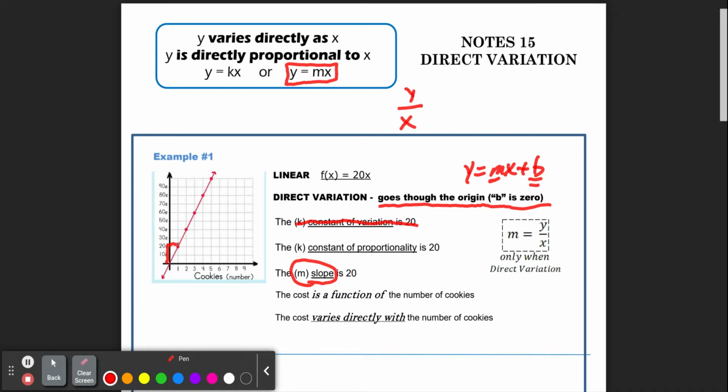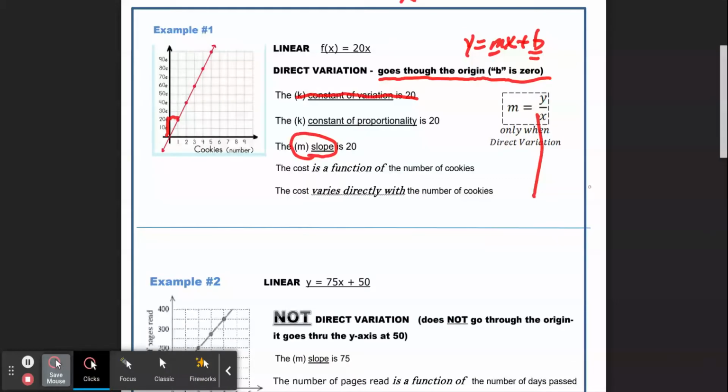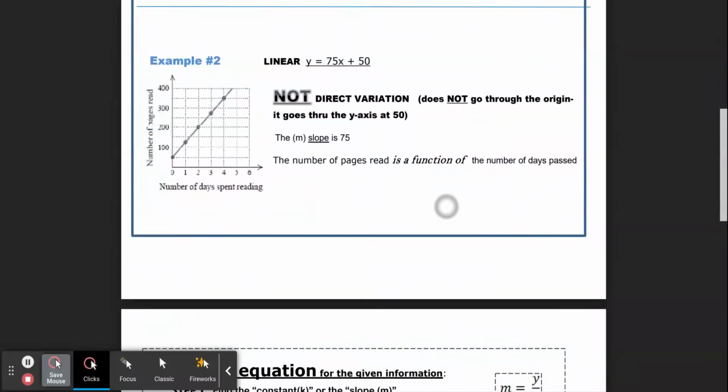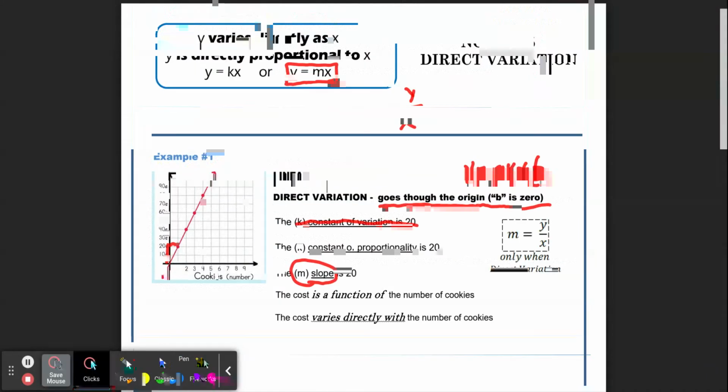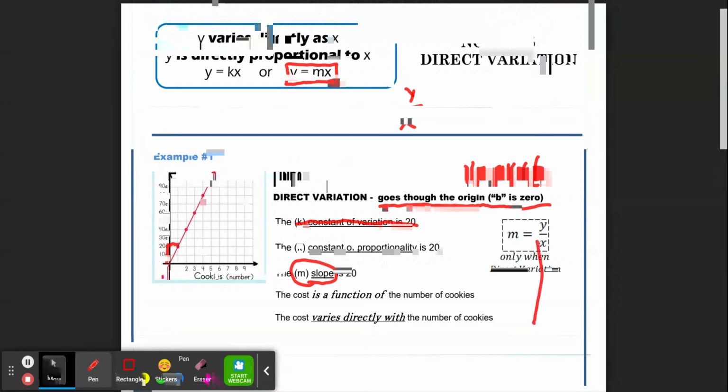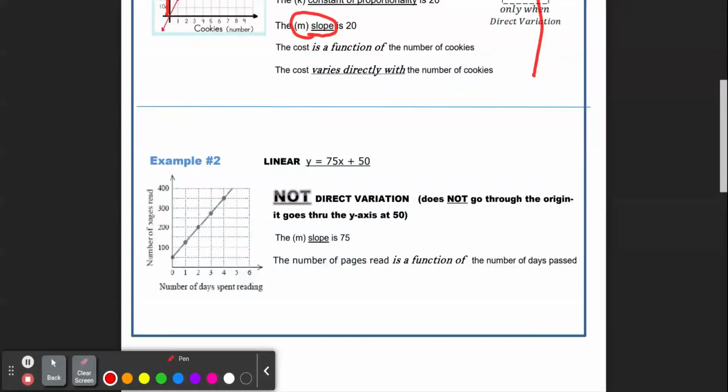All right, let's take a look. So this is a direct variation because it goes through the origin. Unlike example 2, where you have a linear equation of y is equal to 75x plus 50. This is not direct variation. It does not go through the origin. It goes through the y-axis at 50.